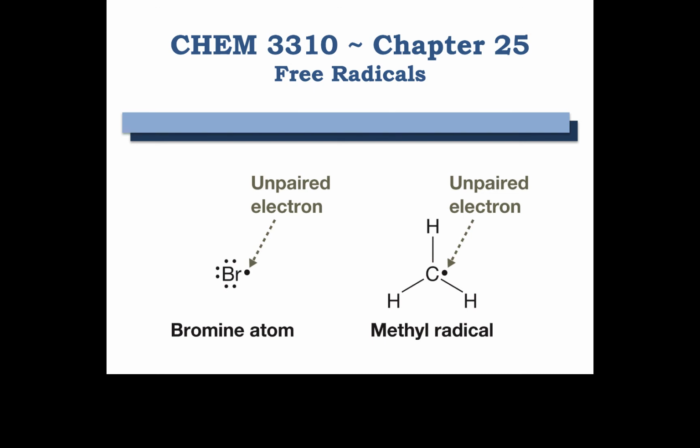Welcome to Chapter 25. In Chapter 25, we're going to talk about free radicals. An example of a free radical is shown here. A free radical has an unpaired electron. You can see bromine radical on the left and methyl radical over here on the right.